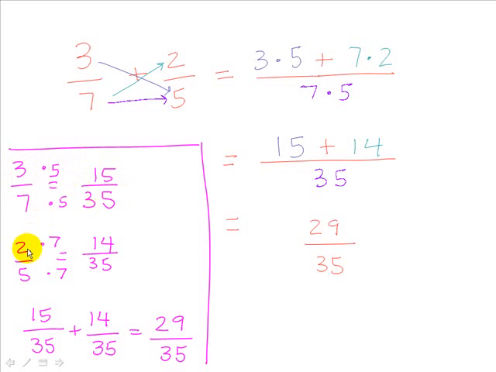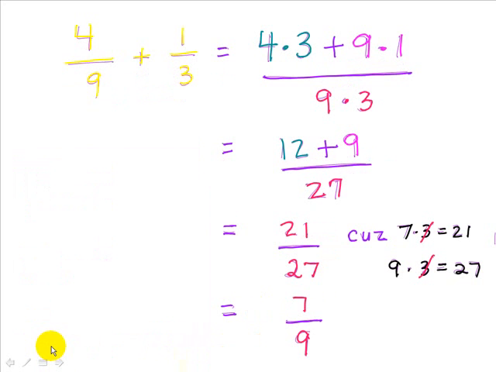And now you go down to 2/5, and what do you need to multiply 5 by to get to 35? It's 7. So you'll multiply the top also by 7. So you get 2 times 7 is 14, all over 35. So now our new representation of those fractions is going to be 15/35, it's right here, plus 14/35, 29/35. And notice we got the same answer, and that's a good thing.